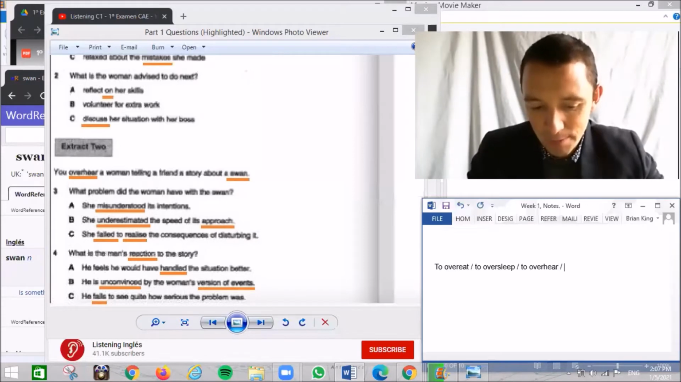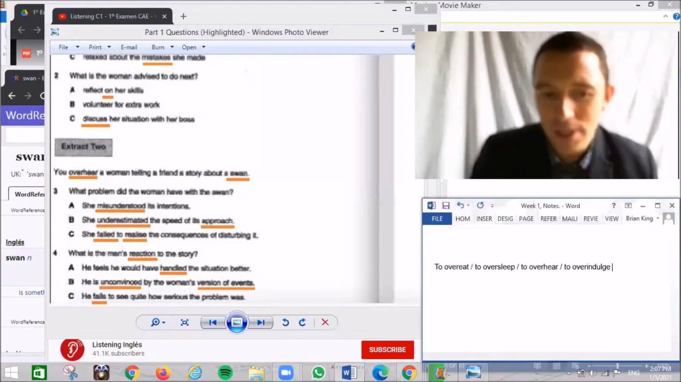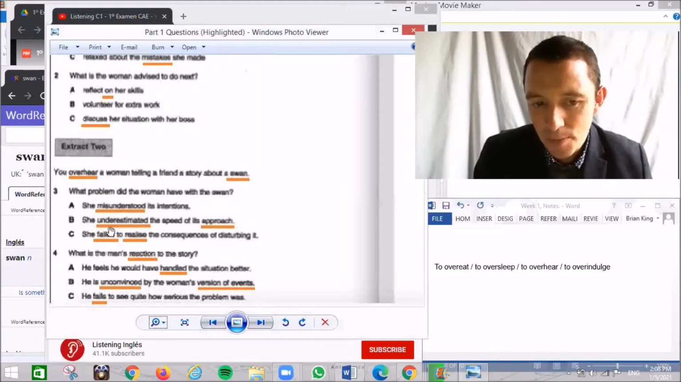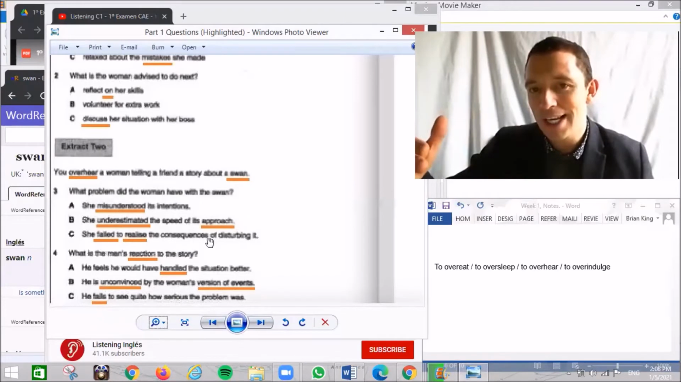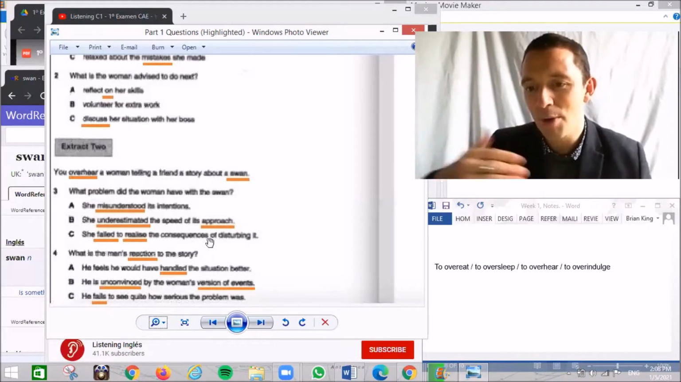It's excessive, overindulge. Okay, so the option for 3, what problem did the woman have with the swan? She misunderstood its intentions. She underestimated, very important vocabulary, estimar, pero bajo, underestimated the speed of its approach. So the verb to approach is like the distance before. So if you approach a person, it's your movement before the person.